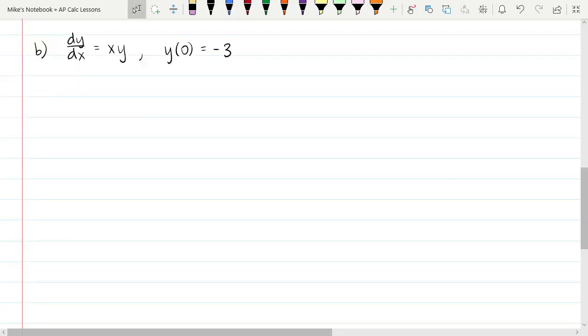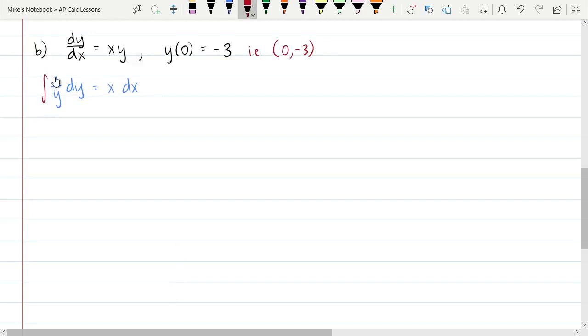All right, let's look at a second example here. So this time we have the differential equation dy/dx equals xy with the initial condition of y of 0 equals negative 3. So in other words, we have the initial condition of 0 comma negative 3. So once again, we're going to start by using our separation of variables. I'm going to divide both sides by a y, or multiply by a 1 over y. And of course, I'm going to multiply a dx to the other side, and we get that.